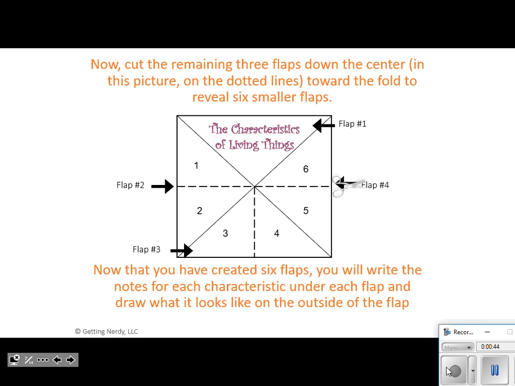Once again, remember how we make our cuts and our folds. Anything that is a solid line, we are cutting, correct? Anything that is a dashed line, we are folding. So we are going to cut this, and we are going to have flaps.